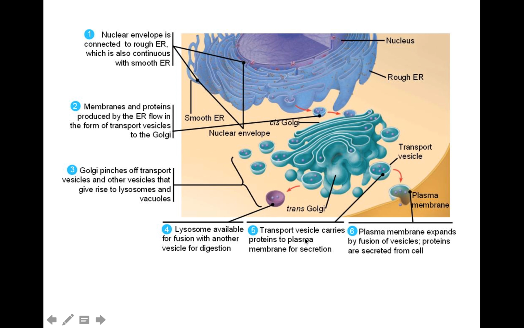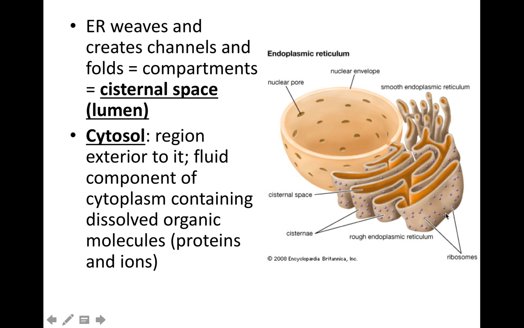Transport vesicle carries proteins to plasma membrane for secretion. So these things leave the cell, and communicate or send a message to different cells. And then the final thing here, plasma membrane expands by fusion of vesicles, and then proteins are secreted from the cell. So here's the process of exocytosis, where it fuses with the plasma membrane, releasing the cargo.